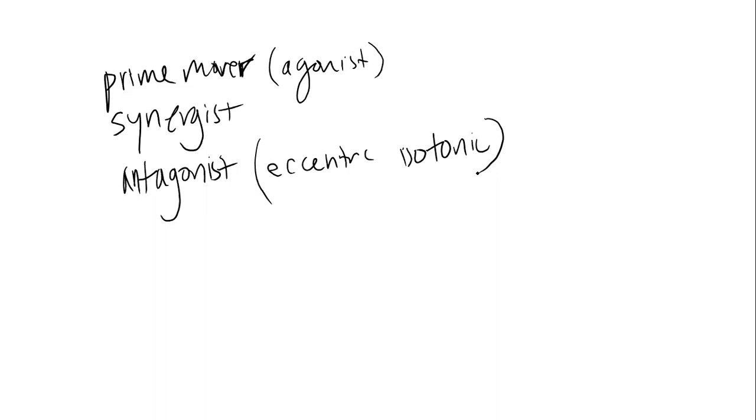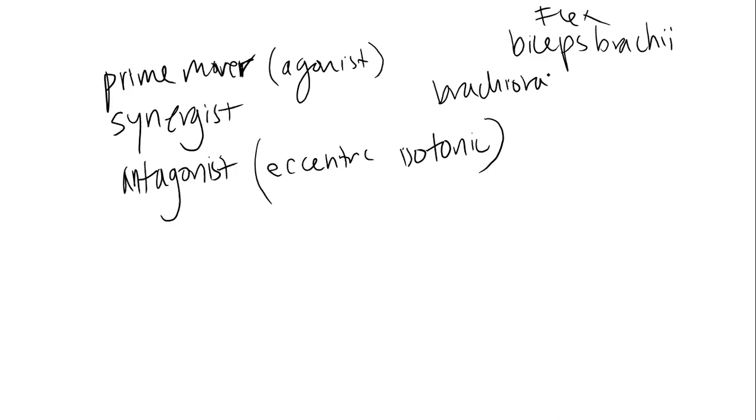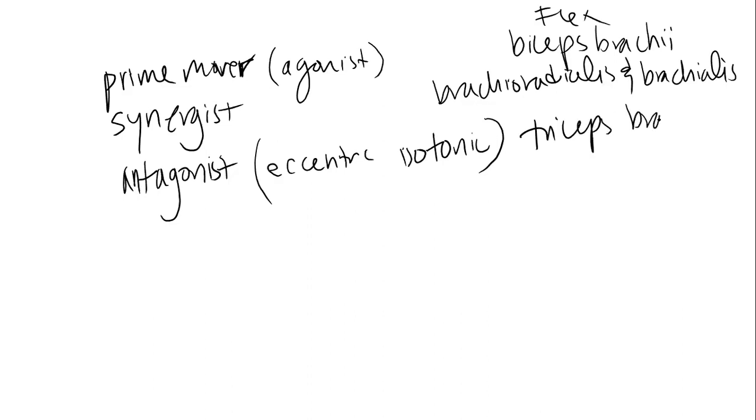So when we go back to using your biceps and triceps, your biceps brachii is going to be your prime mover when you're flexing at the elbow. You have a variety of synergists there, but your brachioradialis and your brachialis are your major ones, and then your triceps brachii is your antagonist. And that means that it's working. It's not like just relaxing and allowing it to happen. It's working to help control the movement.